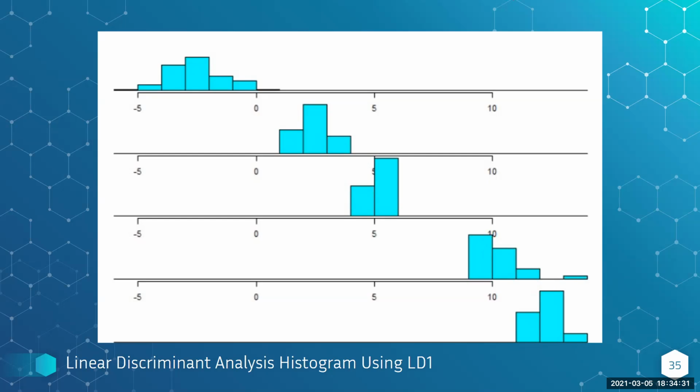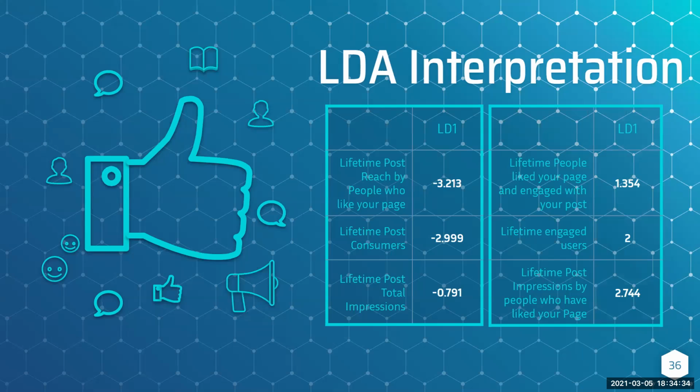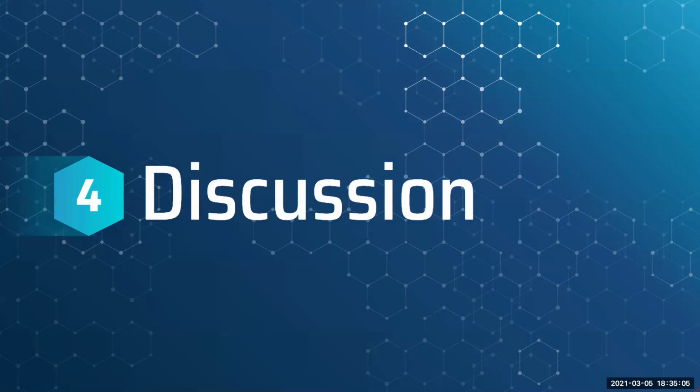That is reflected in the confusion matrix previously. Then looking at the interpretation of the first linear discriminant, on the negative side we have lifetime post reach by people who like your page, lifetime post consumers, and lifetime post total impressions. And on the positive side, we have lifetime people who liked your page and engaged with your post, lifetime engaged users, and lifetime post impressions by people who have liked your page. So it's a dichotomous scale, but without more domain knowledge, it is very difficult to interpret what they could mean. So we will now go into our discussion.